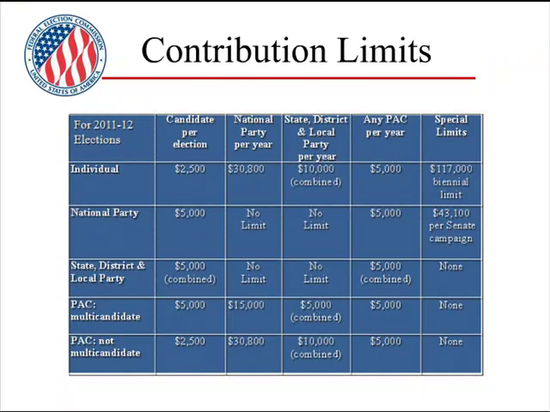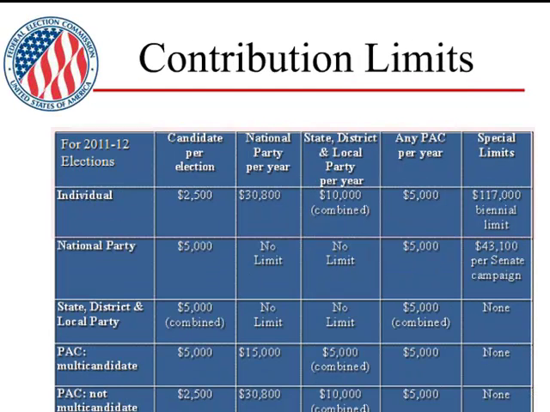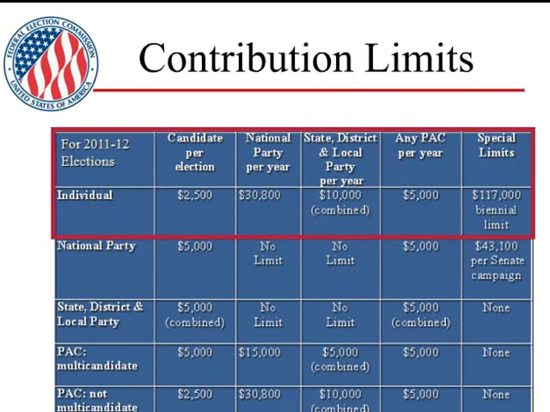Any contributions you make to federal candidates and committees during the 2012 election cycle are subject to the limits set forth in this chart. As you can see, individuals may contribute up to $2,500 per election to a candidate. That means you can give up to $2,500 for a candidate's primary election and another $2,500 for the candidate's general election race. The limits on contributions to PACs and party committees apply on a calendar year basis, and an individual's total contributions cannot exceed $117,000 during the entire 2012 election cycle.